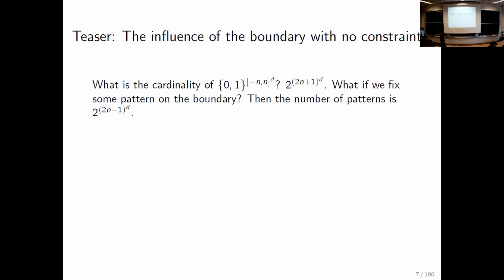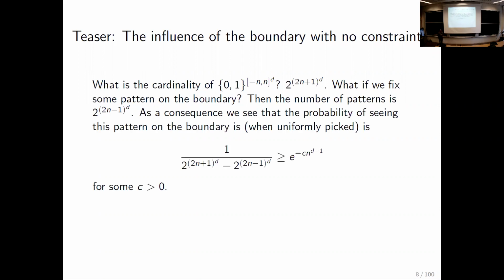Okay, that's very simple. So as a consequence, we see the following: among all possible patterns, if I want the probability of seeing the one with this nice boundary which I fix, it will be of the order 3 to the power minus c n to the power d minus 1. So there will be some term coming from the boundary, which will be the boundary effect.